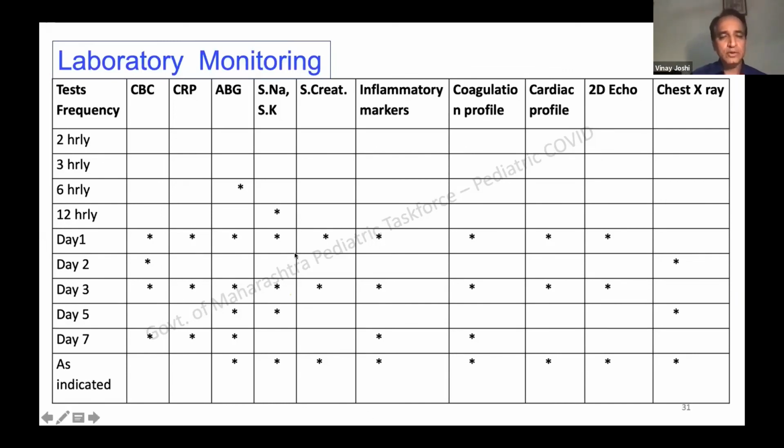So in short, the child who presents with MIS-C, especially the severe type, shock with MODS or Kawasaki disease phenotype, they require intensive care treatment, and they require close monitoring in the form of clinical as well as laboratory.